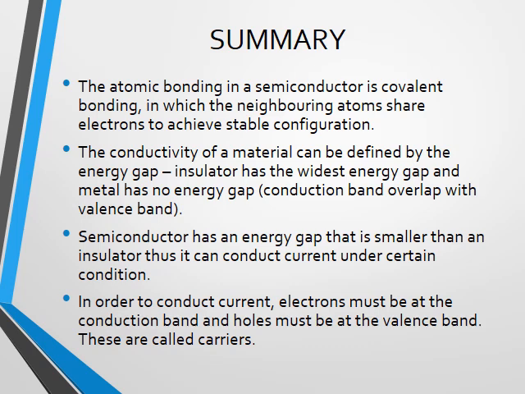To summarize, the atomic bonding in a semiconductor is covalent bonding, in which the neighboring atoms share electrons to achieve stable configuration. The conductivity of a material can be defined by the energy gap. Insulator has the widest energy gap and metal has no energy gap. Semiconductor has an energy gap that is smaller than an insulator. Thus, it can conduct current under certain conditions. In order to conduct current, electrons must be at the conduction band and holes must be at the valence band. These are called carriers.